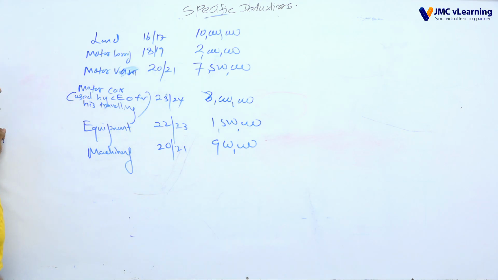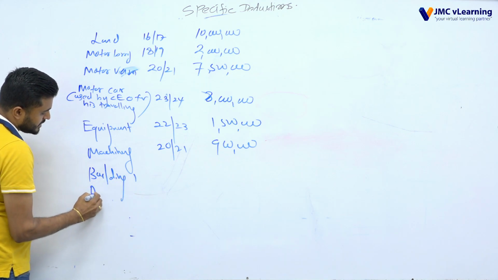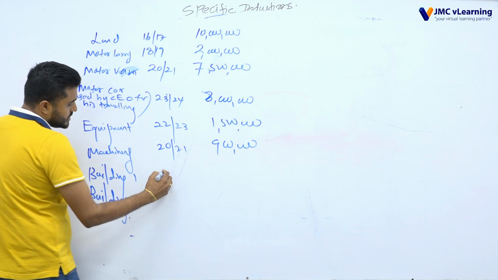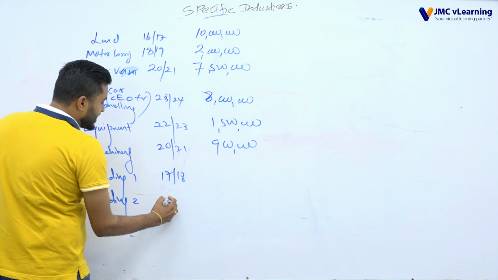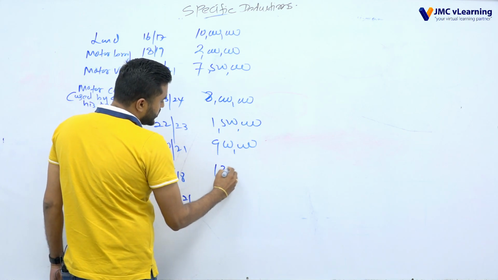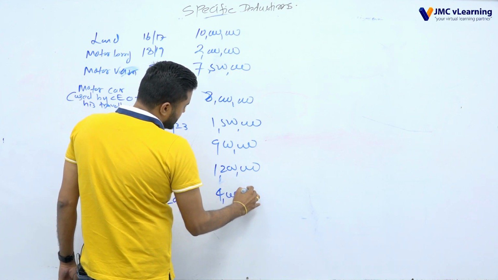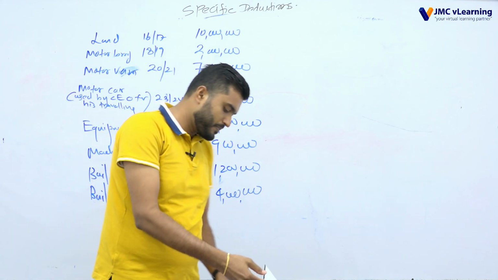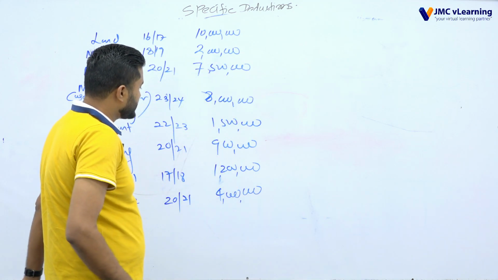And let's say there is a building 1 and another building 2. Building 1 was purchased in 17-18, before 1st April 2018, and building 2 in 20 and 21. Here it is 1.2 million, and here something like 4 million. Now you are supposed to calculate the capital allowances for this particular company.